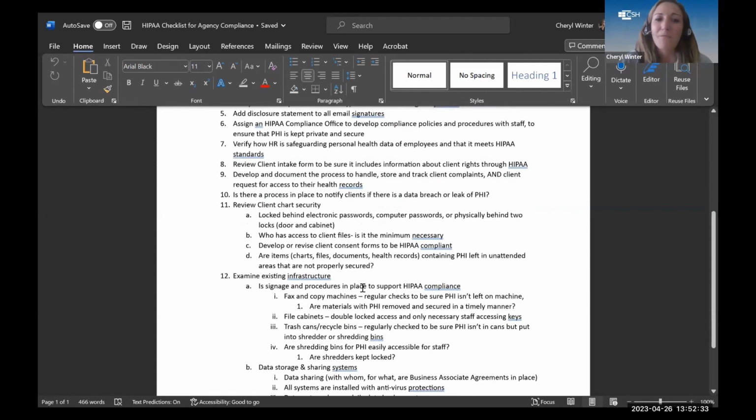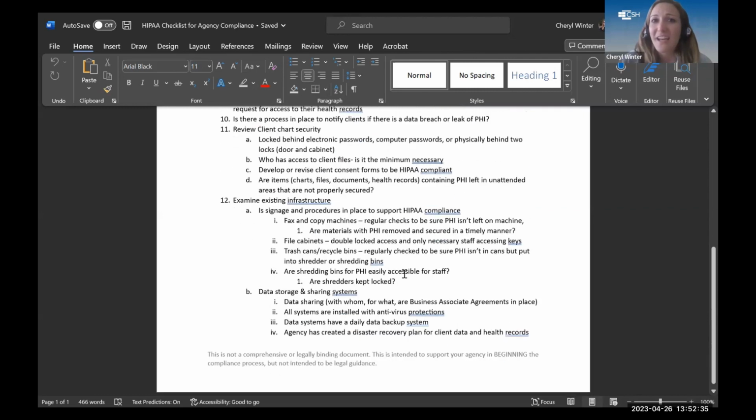But there are some infrastructure examinations that you'll want to do, and then figure out how you are going to follow up. So if your agency uses fax machines and copy machines and protected client information happens to be left on one of those machines, what happens? Is there a shredder nearby? Do you have someone to check, making sure that it doesn't go to the shredder, it goes to the right case manager instead? How often is the office checked for things like that?